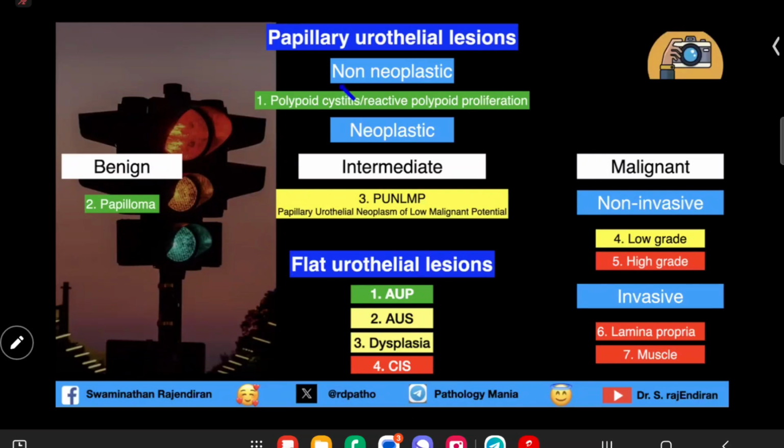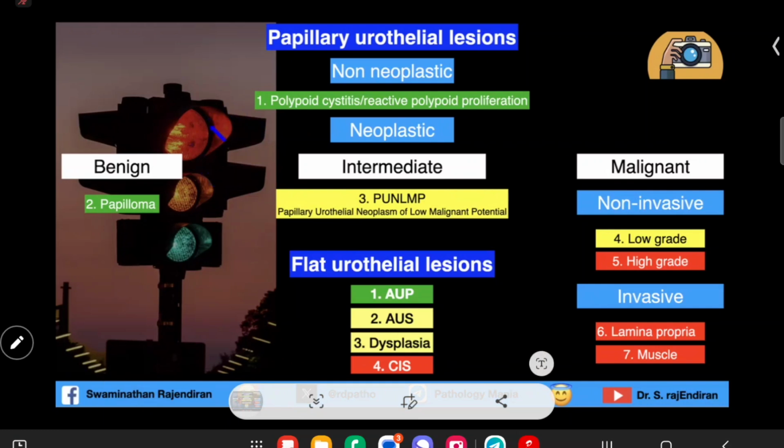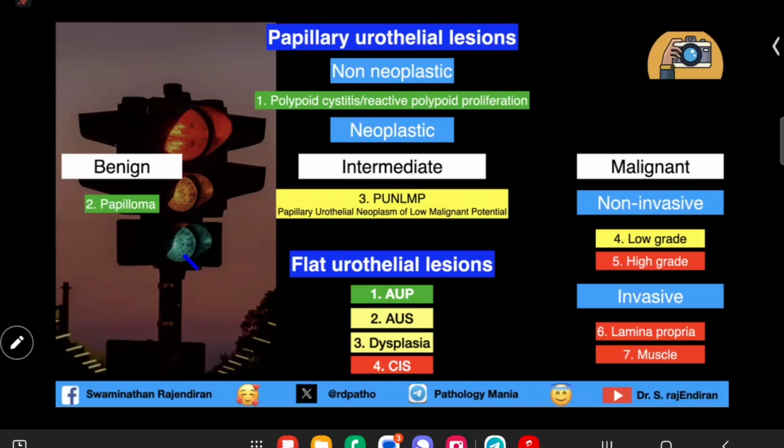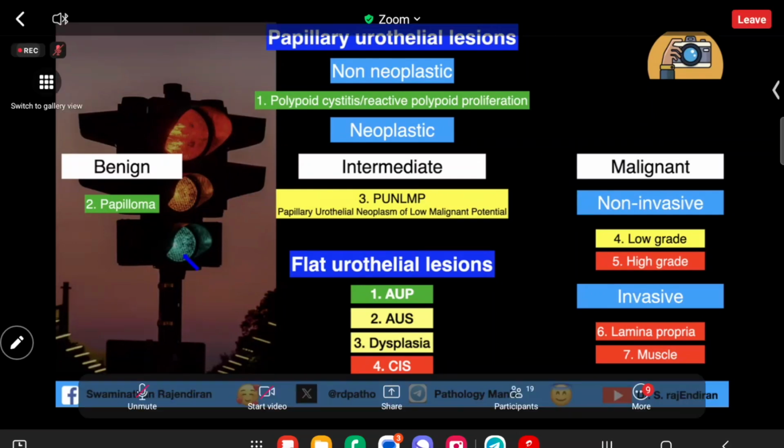And here I use the traffic signal. Red means malignant, yellow means intermediate, green means benign. So when you are seeing cases or when you are taking notes, you can use these 3 colors. All malignancies you mark with red, all benign you mark with green, all intermediate you mark with yellow. That will give you a nice understanding of the pathology.